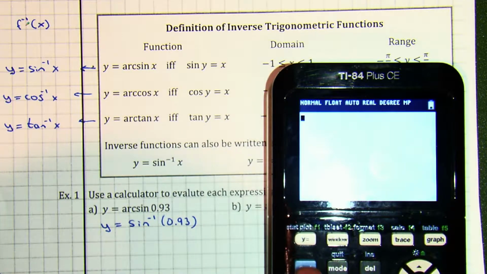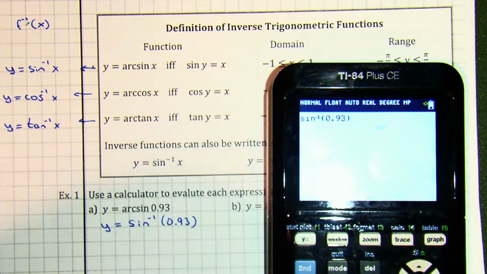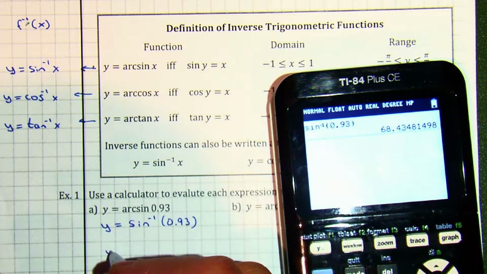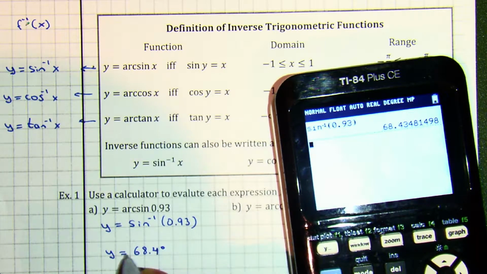So you want to select second. Inverse is not an exponent, it's a notation. Then 0.93. Make sure that you have it on degrees, and I do. And that will give me y is equal to 68.4 degrees.